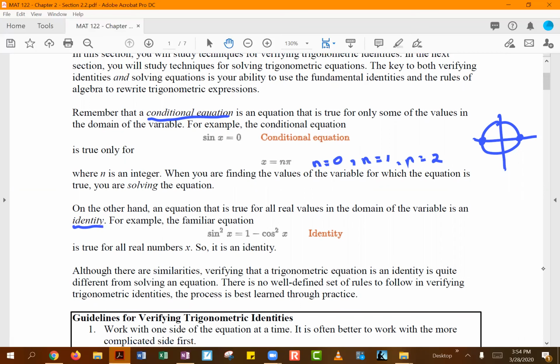An identity basically means that your equation is going to be true for all values of x, right? So it's going to be true for all real numbers of x. And when that happens, you say it's an identity. So you can see this one here is your Pythagorean identity, sine squared of x plus cosine squared of x equals 1. And they've just moved the cosine squared to the other side.